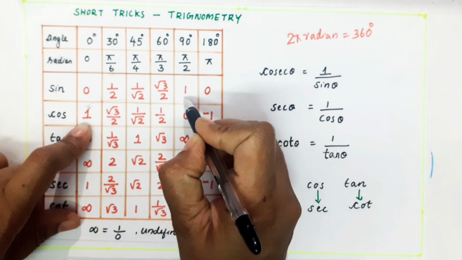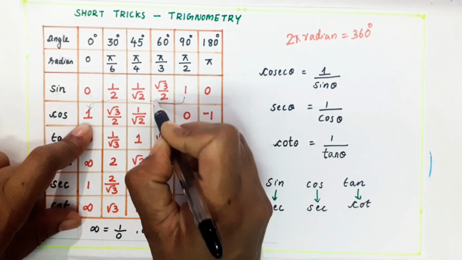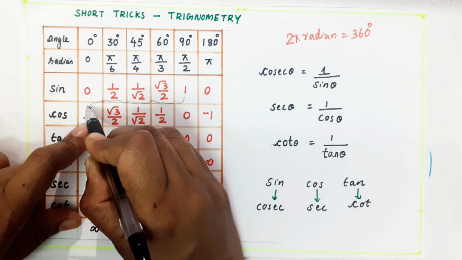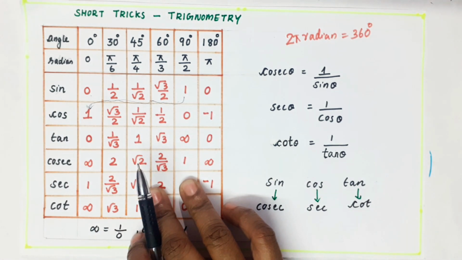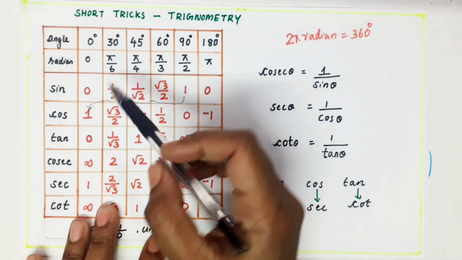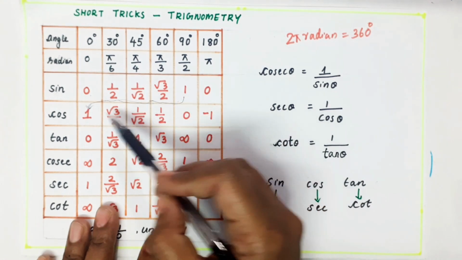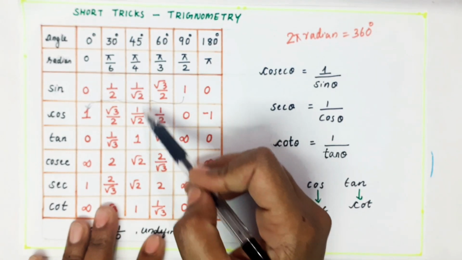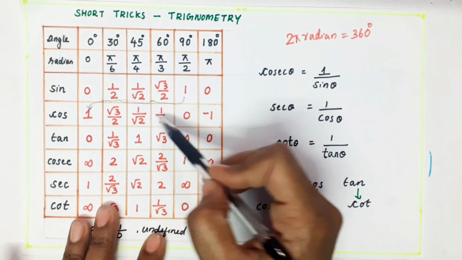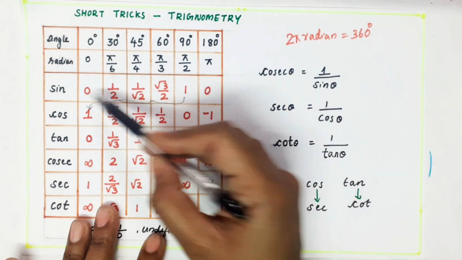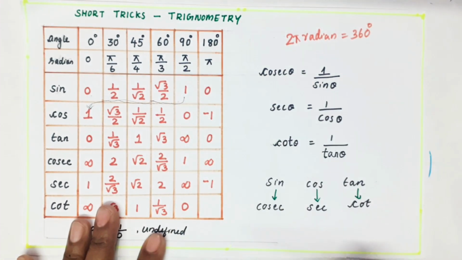Just reverse. This one you have to start from here. So cos 0 is 1. Next one is cos 30. Cos 30 means root 3 by 2. Cos 45 is 1 by root 2. Cos 60 is 1 by 2. Cos 90 is 0. Clear?